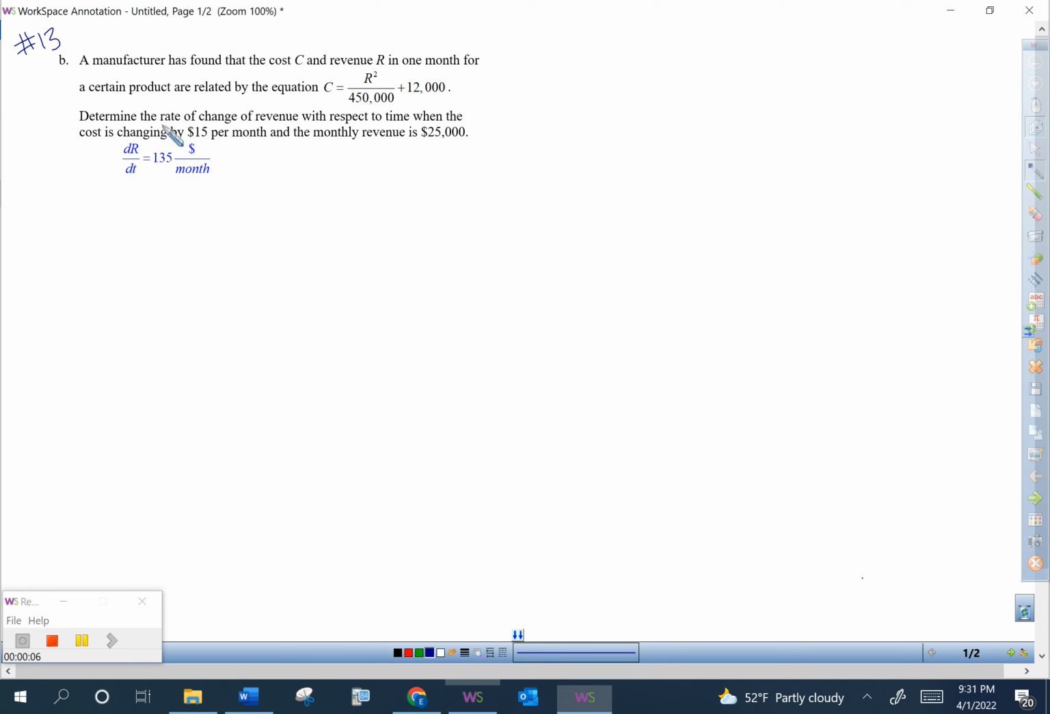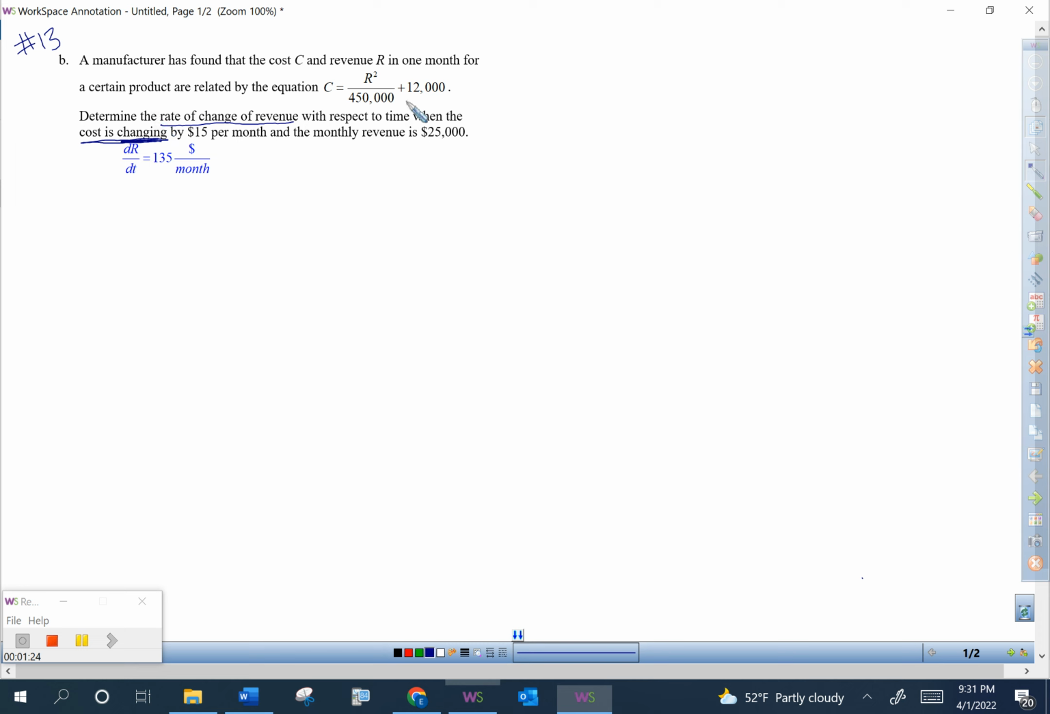So it says the rate of change of revenue, that's our rate for the first one. And then it says that the cost is changing. So this "changing" is what tells you that one's also a rate happening. So here's how it works.